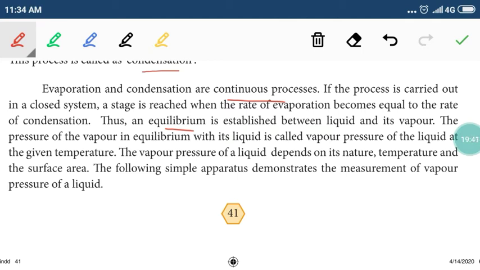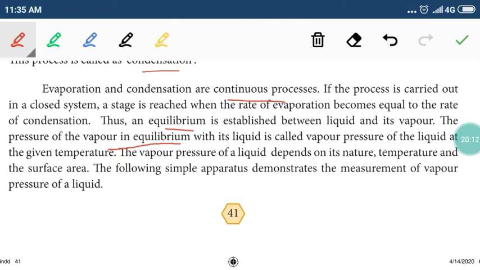So in the container we have both liquid as well as vapor. How much pressure is experienced by the vapor when it is in equilibrium with the liquid? It is called vapor pressure. This is the definition of vapor pressure. So for every liquid there is a vapor pressure. The pressure of the vapor which is in equilibrium with its liquid is called vapor pressure, right?